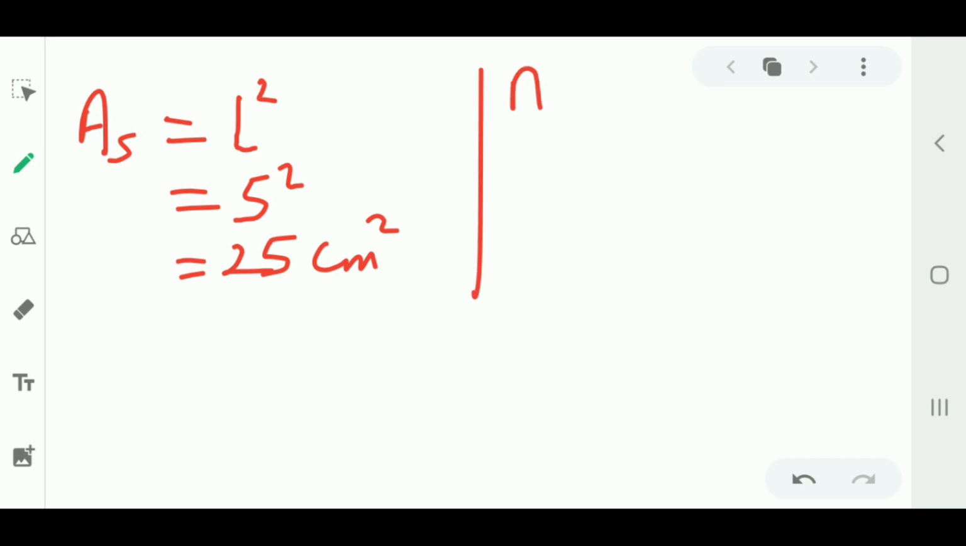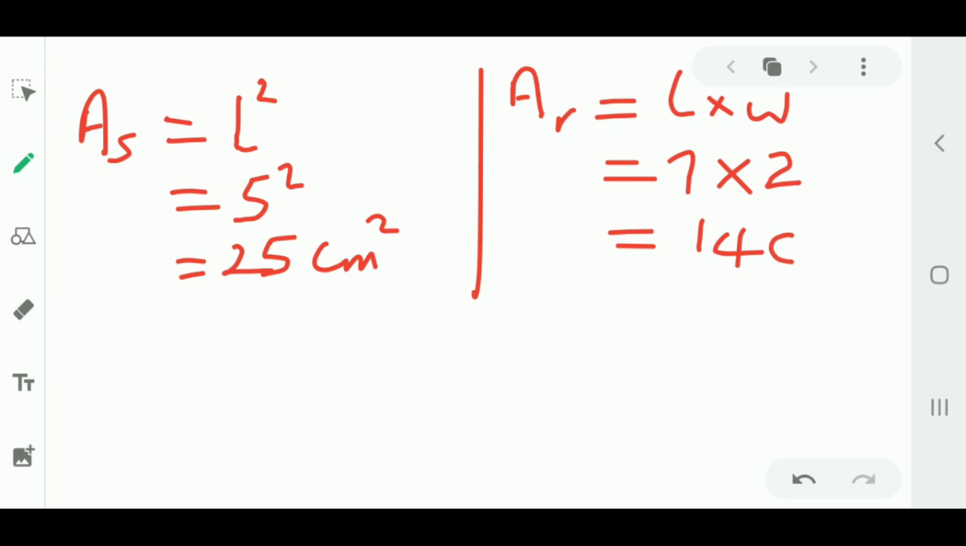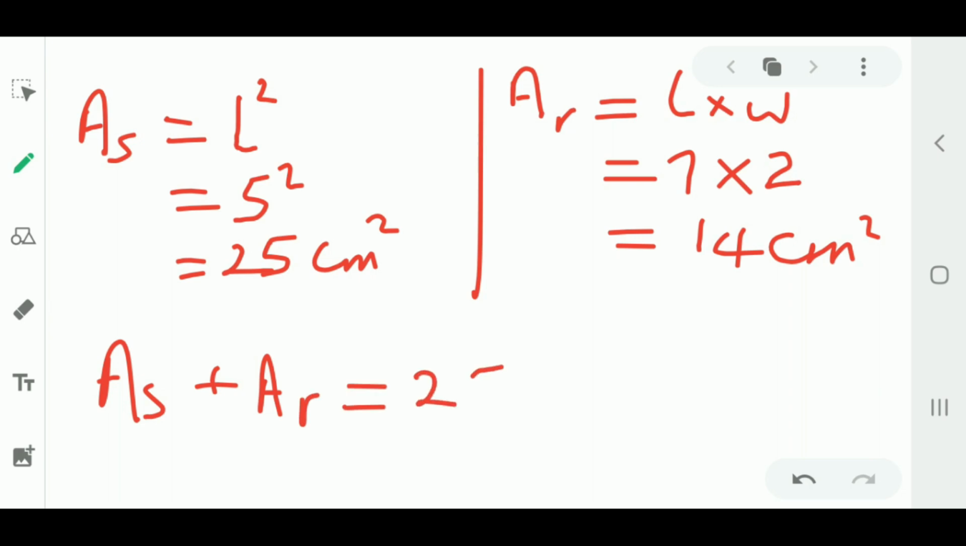Then we find the area of the rectangle, which is length times width. So that's 7 times 2, which is 14 centimeters squared. Now remember, it is a compound object, so that means we're going to add both the area of the square and the area of the rectangle to get the total area. So it's 25 plus 14, which gives us 39.